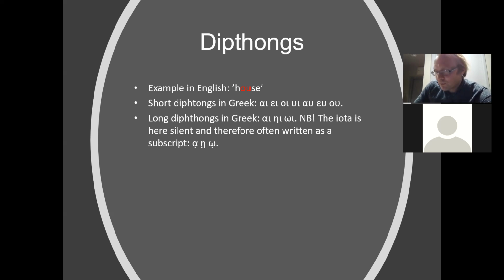In these combinations, the last iota is actually silent. So the iota, therefore, is not at all pronounced, and that's why it's also often placed under the initial vowel, forming the diphthong. So that's why these long diphthongs are actually pronounced a, e, and o.